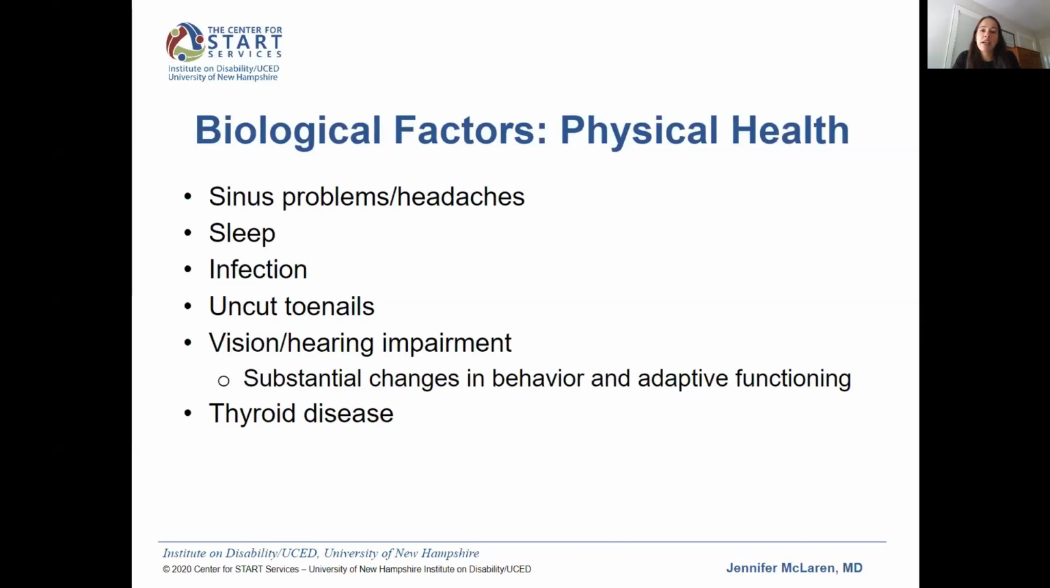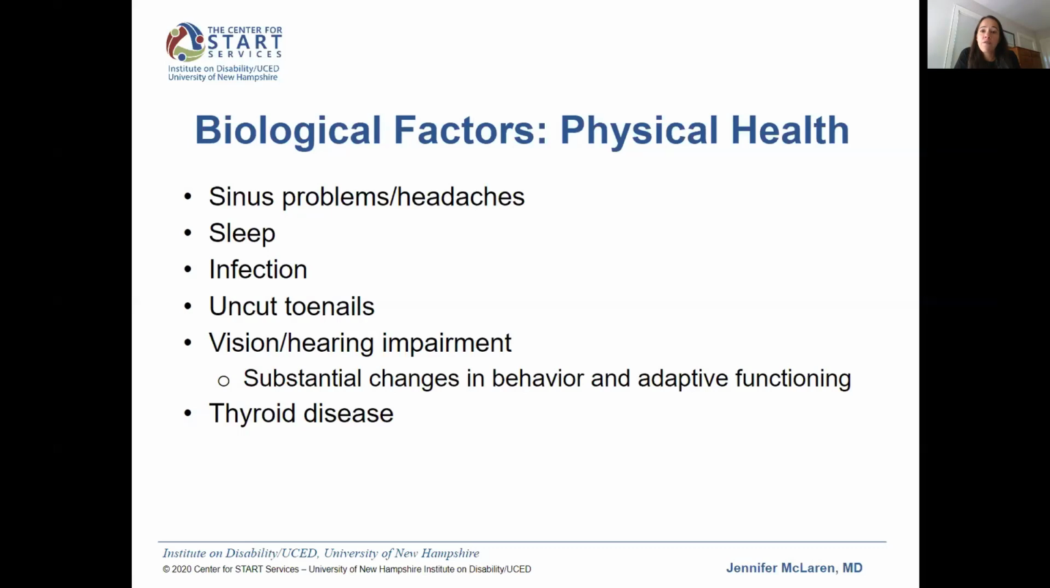Other biological factors that contribute to physical health include sinus problems or headaches, sleep. So thinking about what does somebody's sleep hygiene look like, or are they struggling with underlying sleep apnea? We know that people with underlying sleep apnea can be more irritable or can struggle with symptoms of ADHD or increase in challenging behaviors. Does an individual have an underlying infection, like a urinary tract infection? Have their toenails been cut? This recently came up at the Resource Center in New Hampshire, that an individual had really long toenails that were digging into his skin and were causing him a lot of pain.